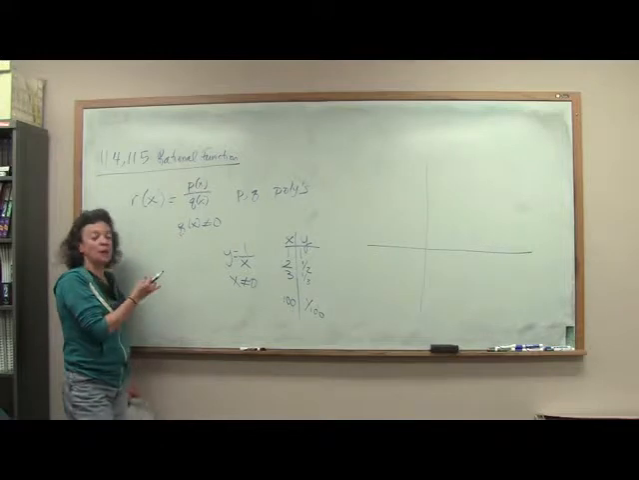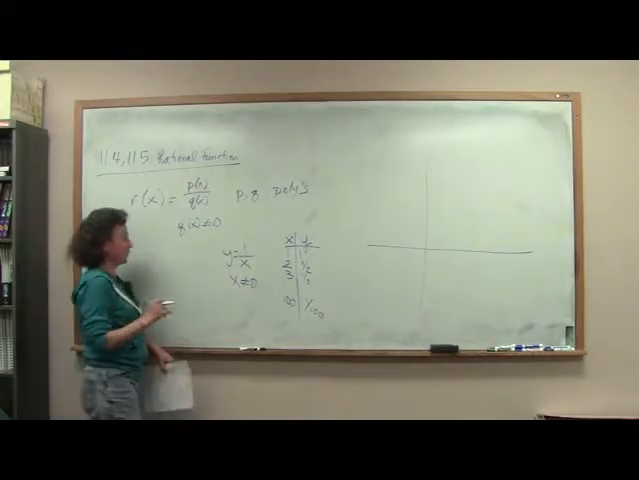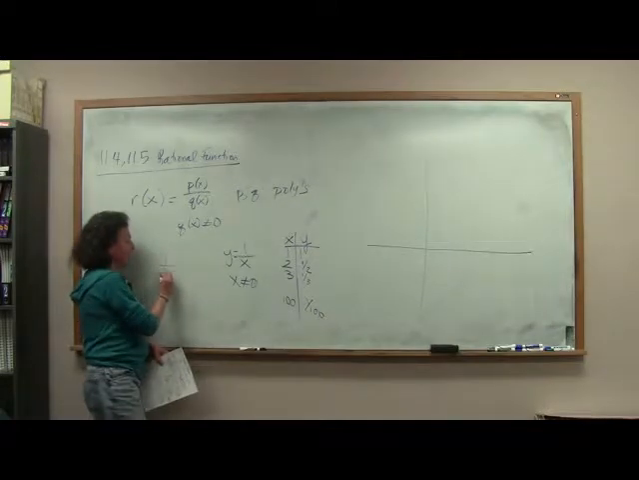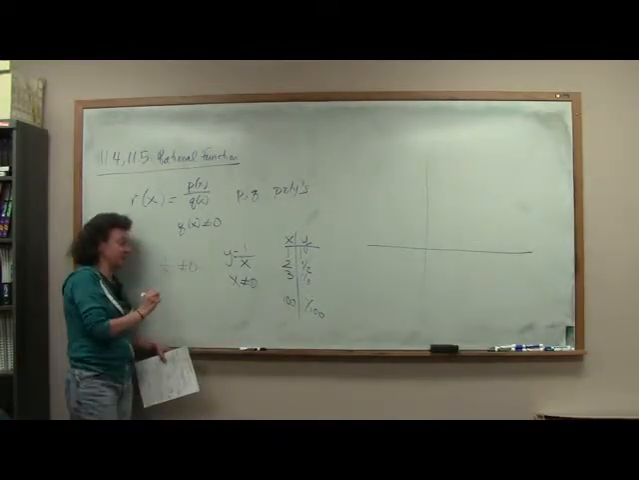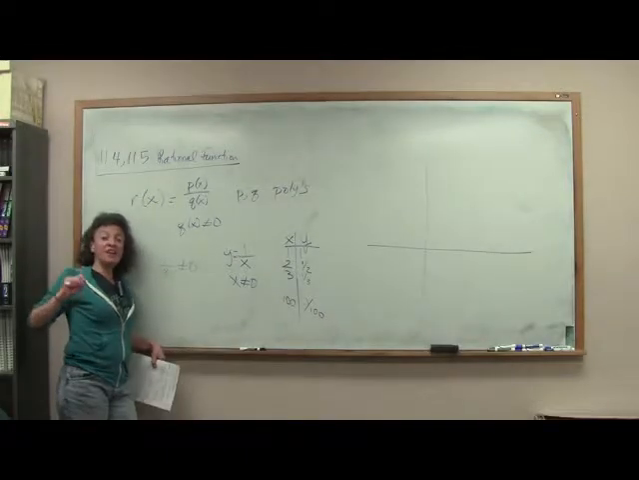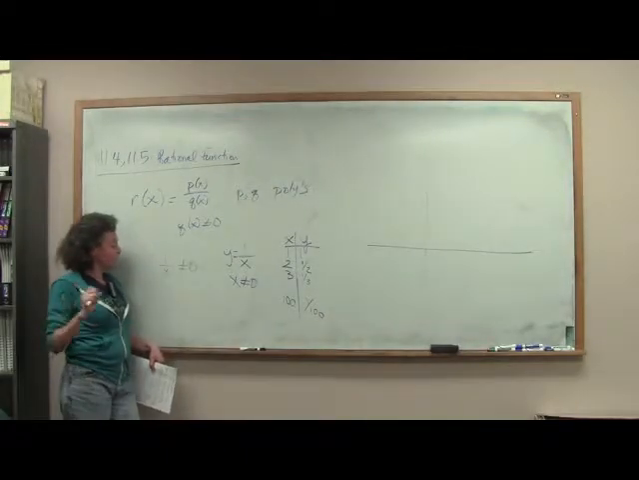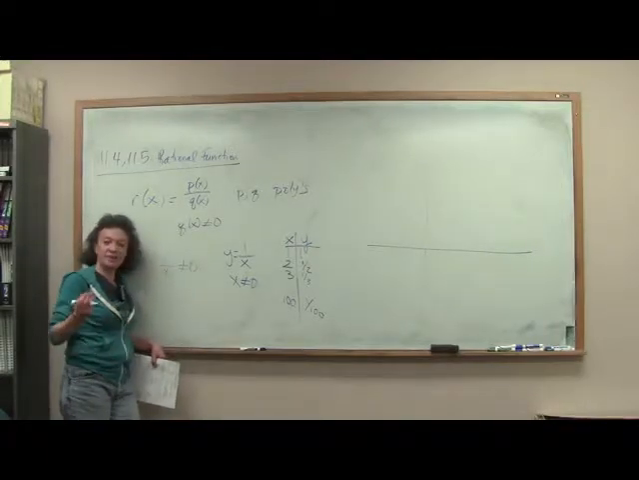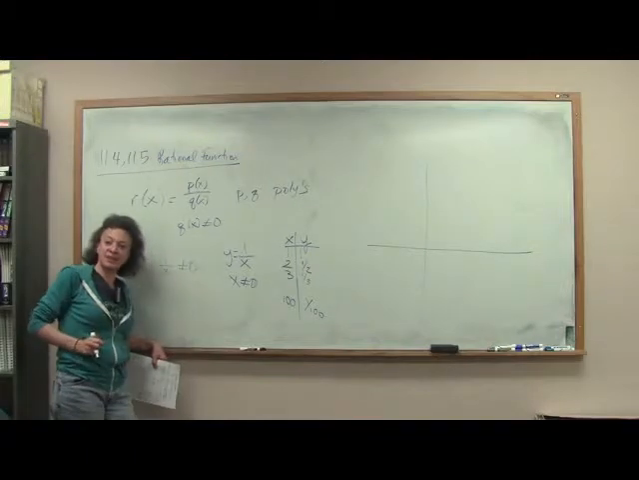Now, while I'm on the topic of getting closer and closer to 0, let me say this. 1 over x can never be equal to 0. While this might approach 0, it can never actually be equal to 0, precisely because when you have a fraction equal to 0, that means your numerator has to be 0, but our numerator here is constantly 1.